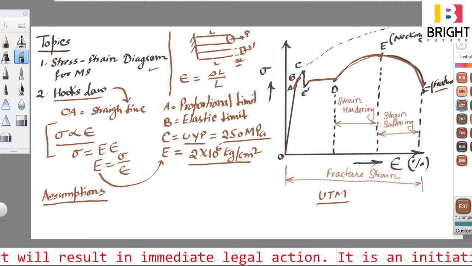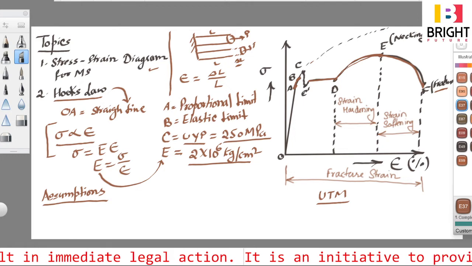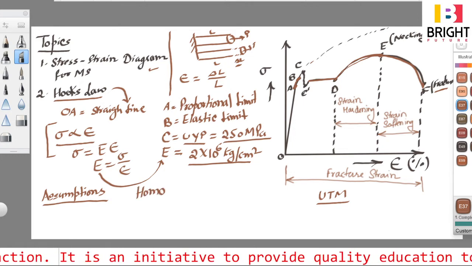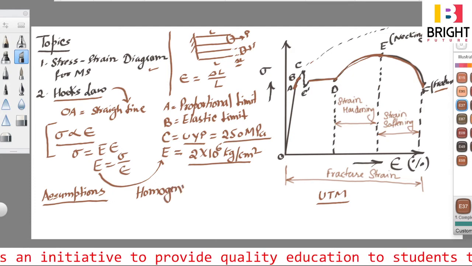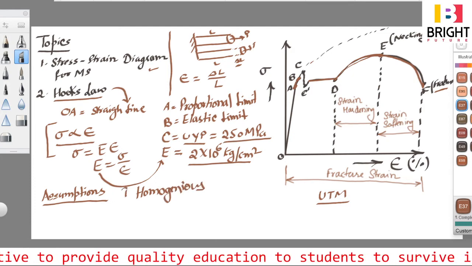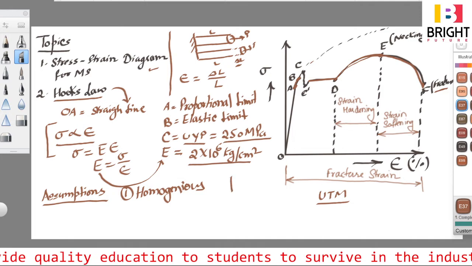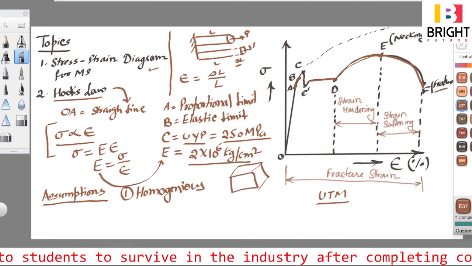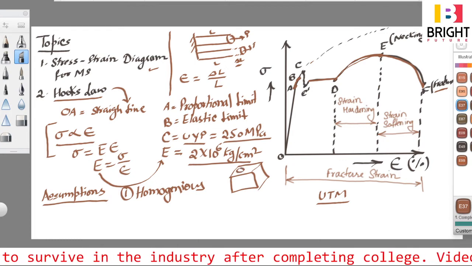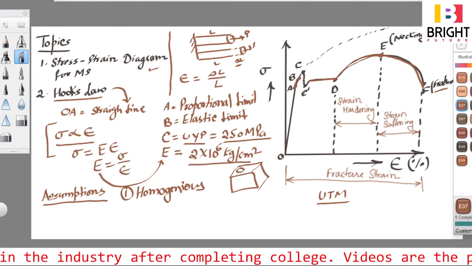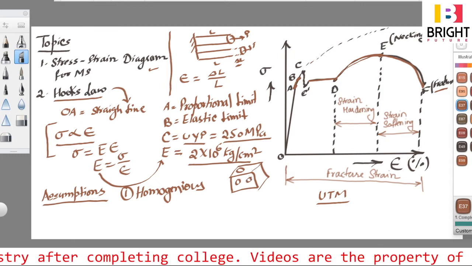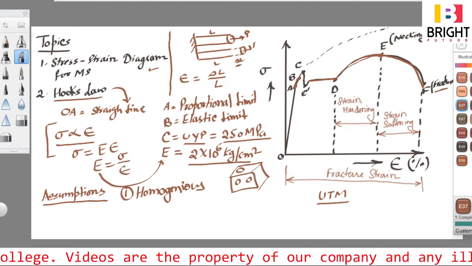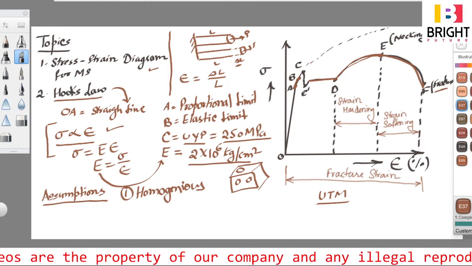Number one, material is homogeneous. This is first assumption, that the material is homogeneous means on every section of material it is mild steel. It is not like this, that here are some blowholes in the material, or here density is more, here density is less, like this. So material is homogeneous. This is first assumption while giving this statement.